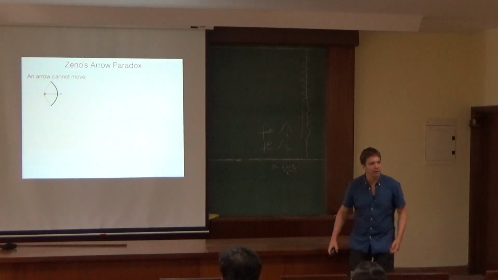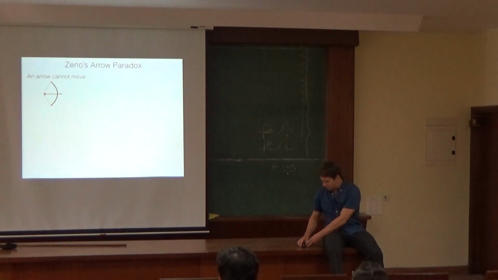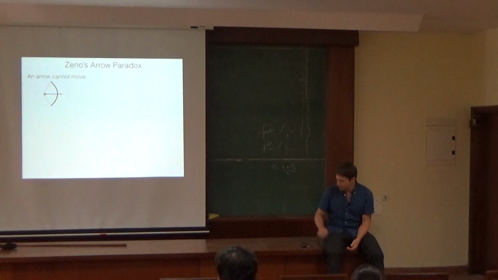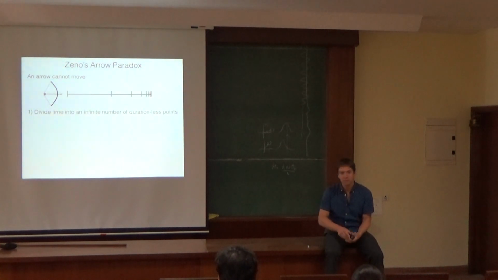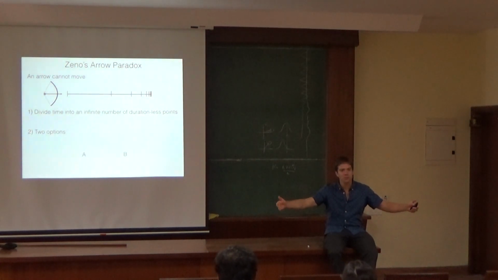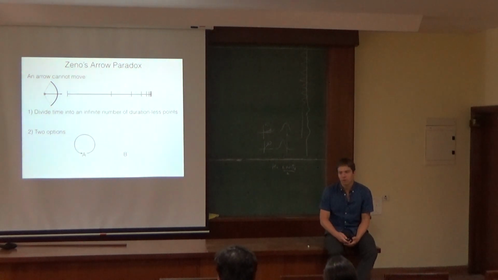Zeno, so the quantum Zeno effect. The name Zeno comes from Zeno's arrow paradox. His paradox is the following. Zeno says an arrow cannot move, and his reasoning is this. Let's divide time into an infinite number of durationless points. Now, the arrow has two options. If it's at location A, it can either stay at location A, or it can go to location B. Because it's already at location A, it can't go there. But because no time elapses, it can't go to location B. Therefore, it can't move.